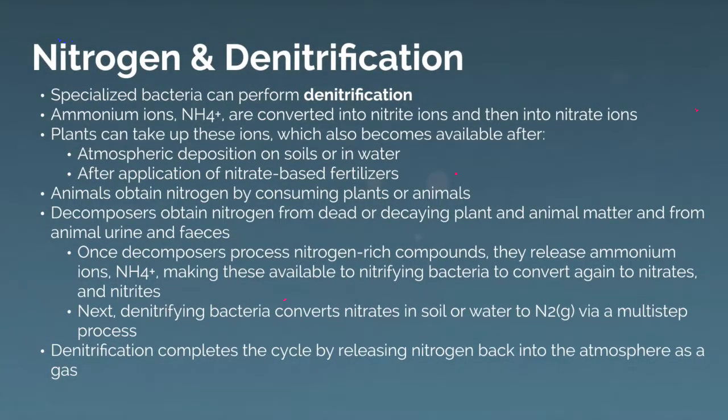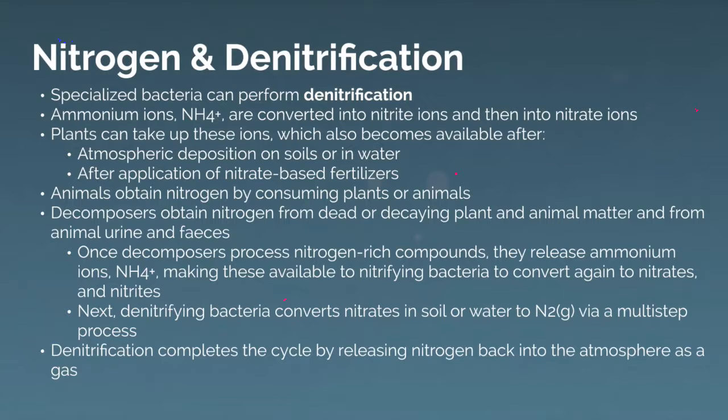Nitrification and denitrification. Specialized bacteria can perform nitrification. In this process, ammonium ions are converted into nitrite ions, and then they are converted into nitrate ions. Plants can take up these ions, which also become available after atmospheric deposition on soils or in water, or after application of nitrate-based fertilizers.